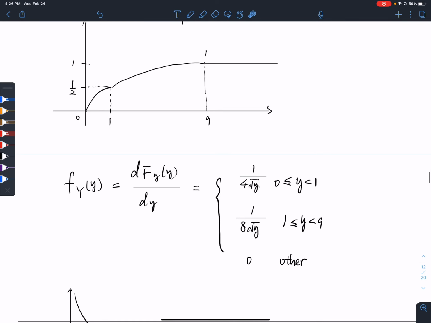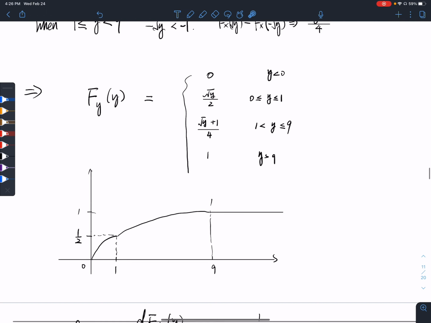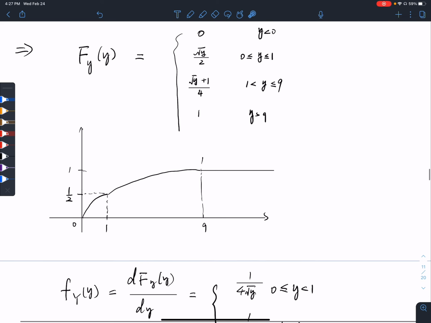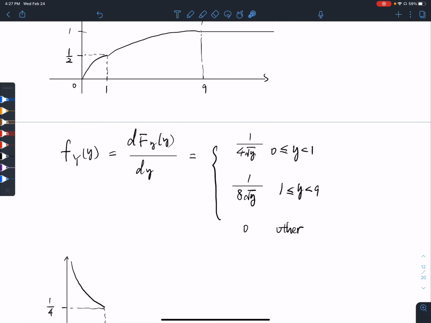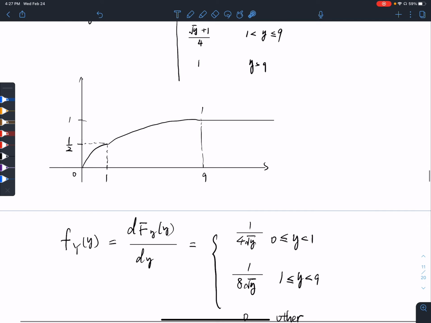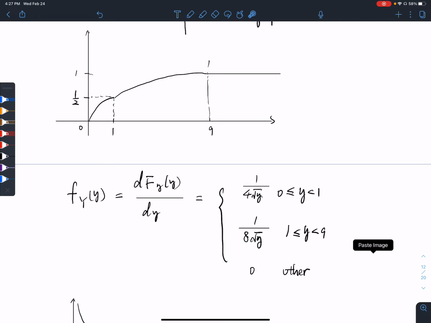The next step is to find the density function. It's just the derivative of the distribution function. So for this part, it's just 0, and also this part, after the derivative, is also equal to 0. For the other two parts here, the derivative of y, after calculating, is equal to 1 over 4 times square root of y, and 1 over 8 times square root of y.